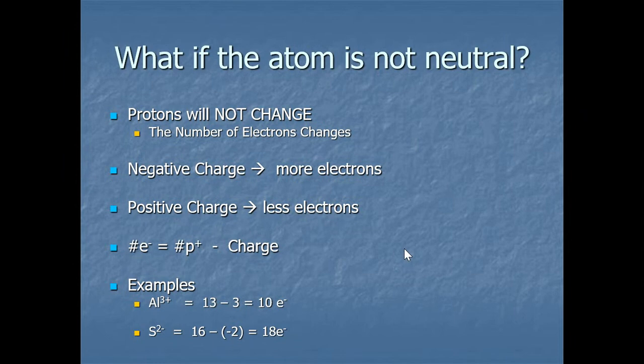So the equation we used earlier on to figure out the number of electrons in an atom or an ion is to take the number of electrons, and that's going to be equal to the number of protons minus whatever the charge is. So for instance, aluminum plus 3 would have 13 protons, so that's 13 minus the plus 3, so that's minus 3. That means aluminum plus 3 would have 10 electrons total.